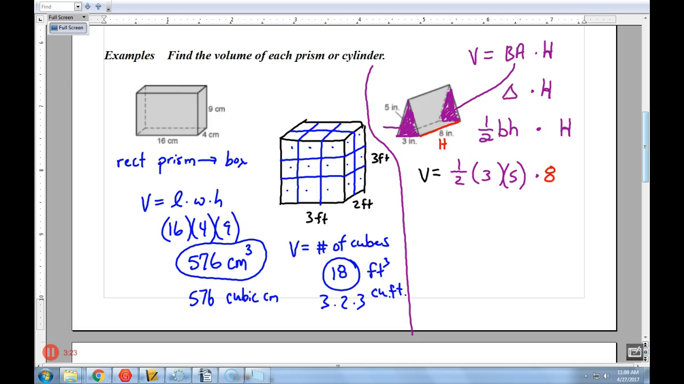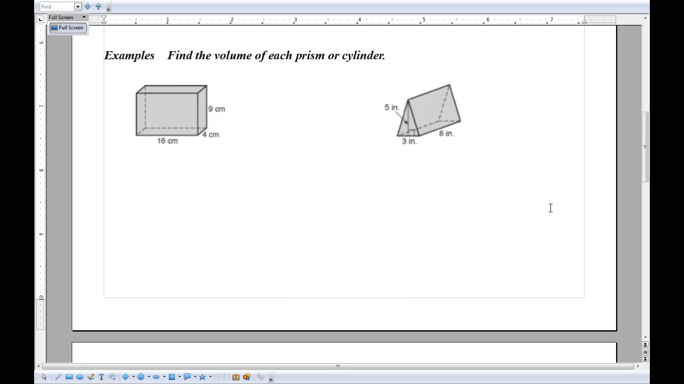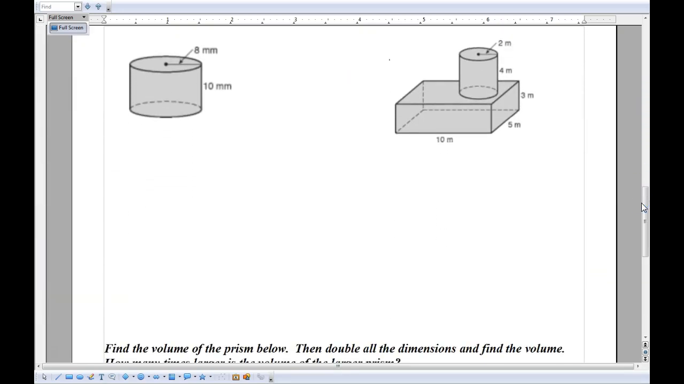Alright, so this comes out to be 3 times 5 is 15. 15 times 8 is 120, half of 120. I believe this is going to be 60 cubic inches, or inches cubed. Let's just double check this to make sure. 0.5 times 3 times 5 times 8. 60. Yep. Just double checking. I know you guys will call me out if I make a mistake and have a wrong answer on there, which is good. You guys should call me out.